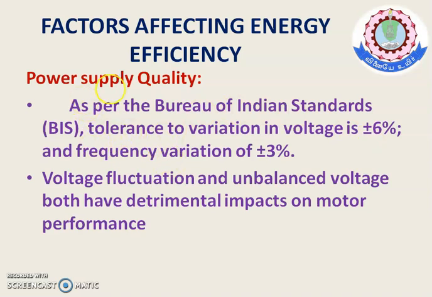Similarly, the frequency is 50 Hz. The frequency variation can be allowed plus or minus 3%. That means you can go from 48.5 to 51.5. That variation can be allowed. Now, the voltage fluctuation and unbalanced voltage both have detrimental impacts on the motor performance. That also you will see with a consolidated chart, right?